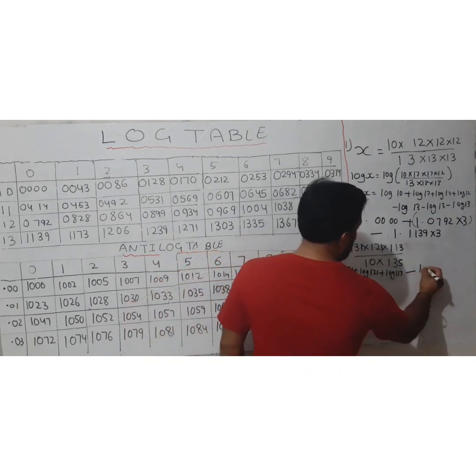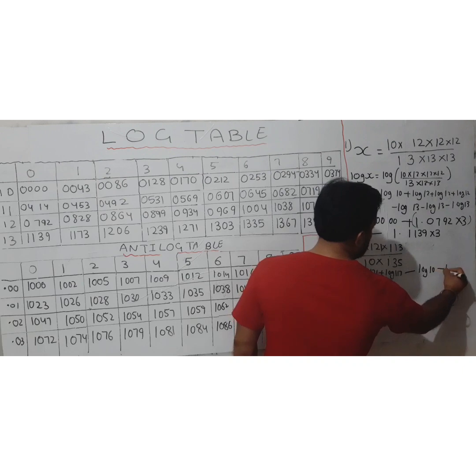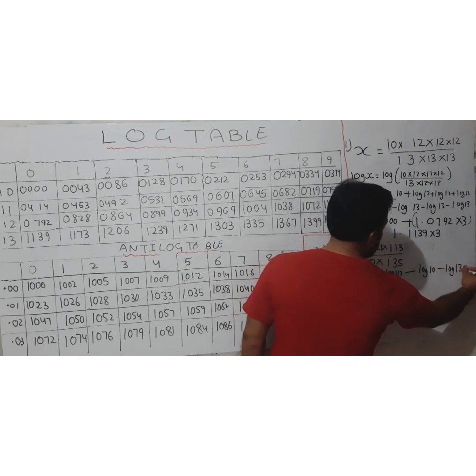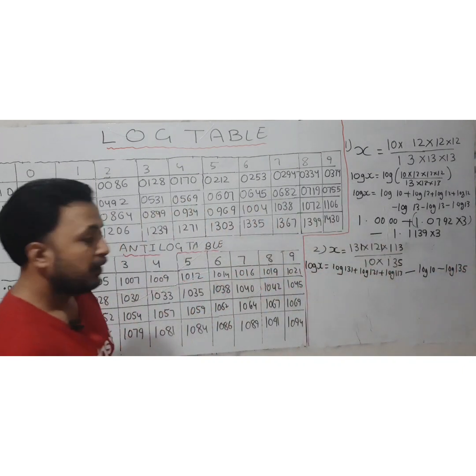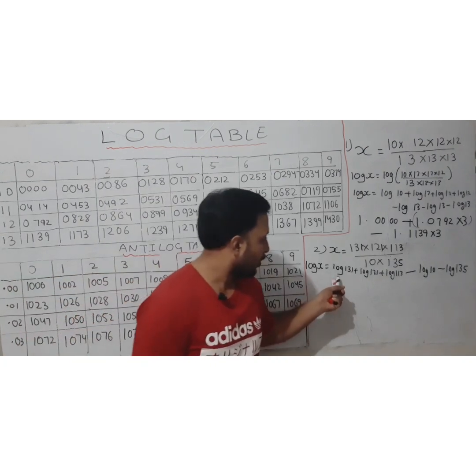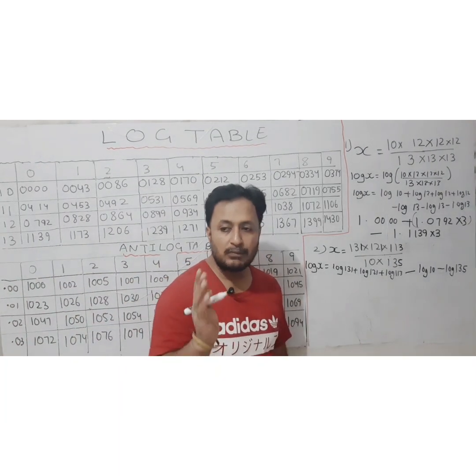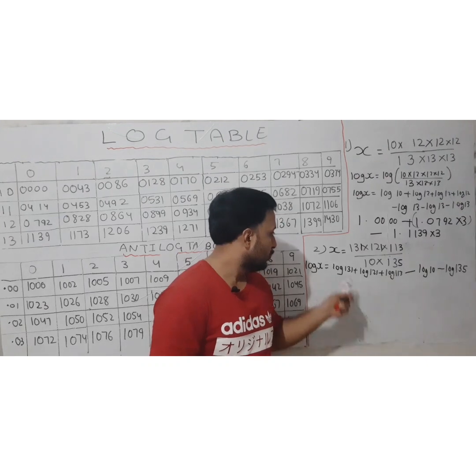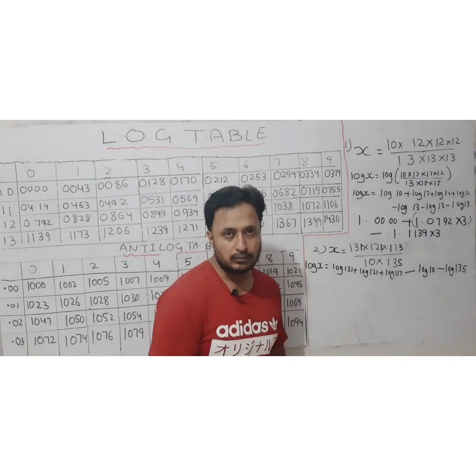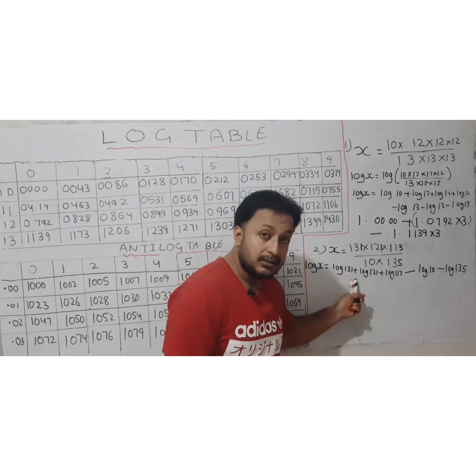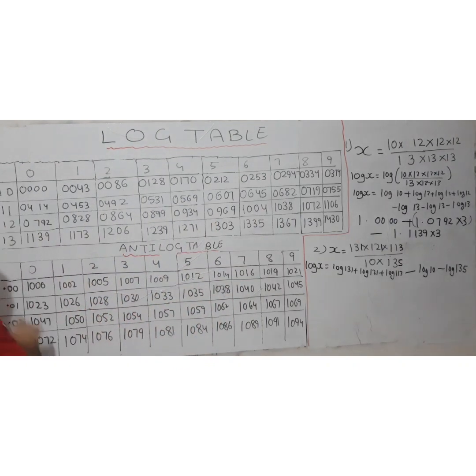So it becomes log 10 minus log 135. Okay, so like that it should be. Now if you have to see the log 131, you have to consider only the first 2 digits. So log 13 we have to consider only, and there is a third digit, that is 1. So what we are going to do is look at log 13 in 1. So log 13 in 1 is 1173.